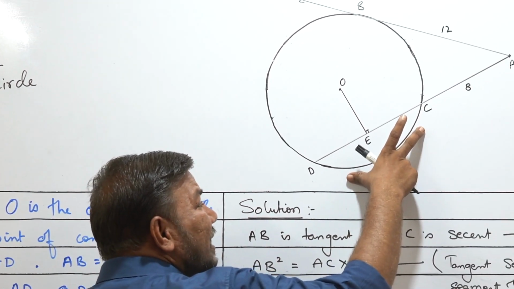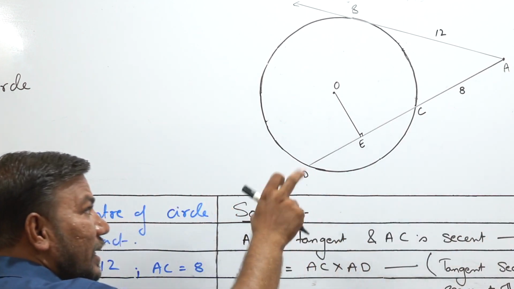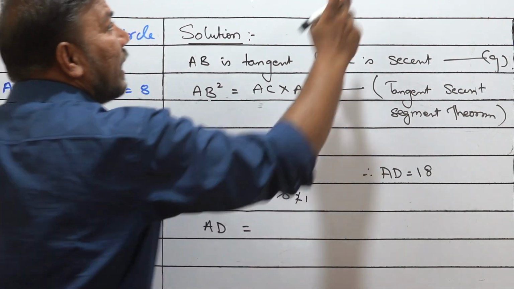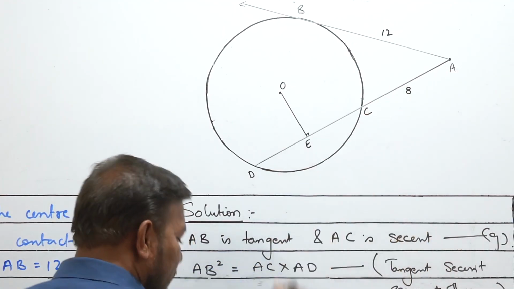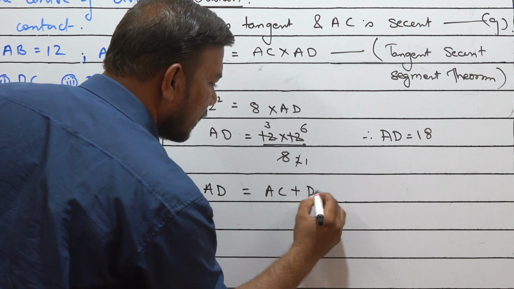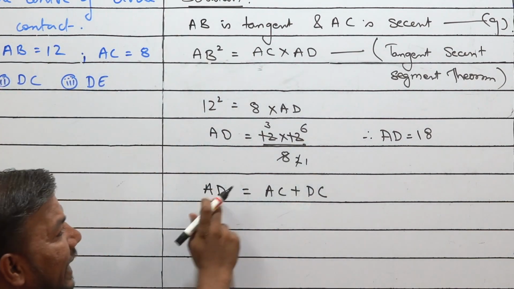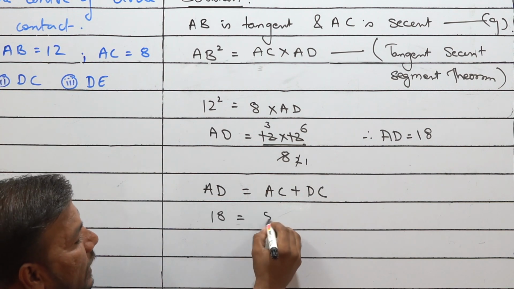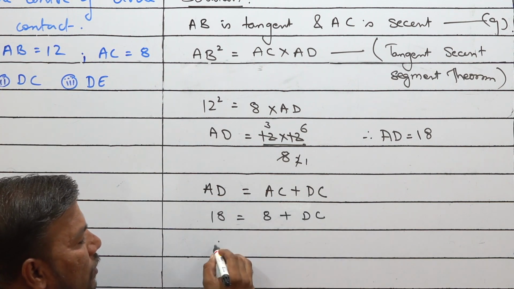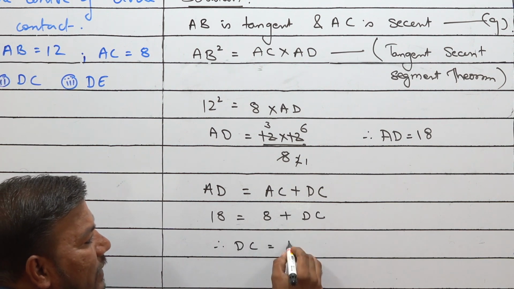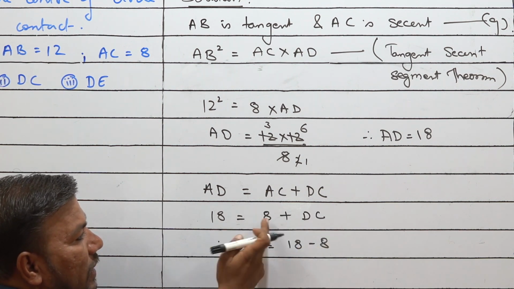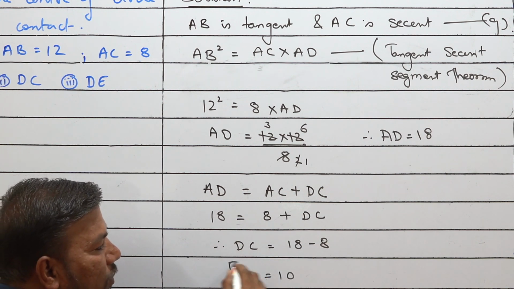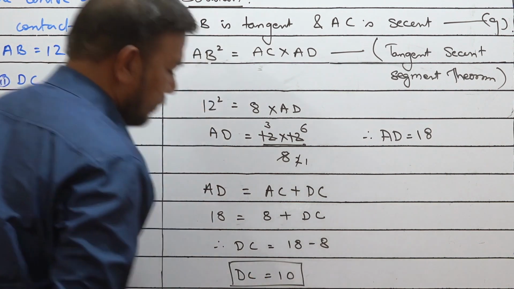Now DC is in AD. DC is inside AD only. So what does AD make? AD is equal to AC plus DC. That is AC plus DC. Now we'll substitute. What is AD? That is 18. What is AC? That is 8. So finally we will get DC, that is 18 minus 8. If 8 goes here, it becomes subtract. So DC is equals to 10. So we got the value for DC.